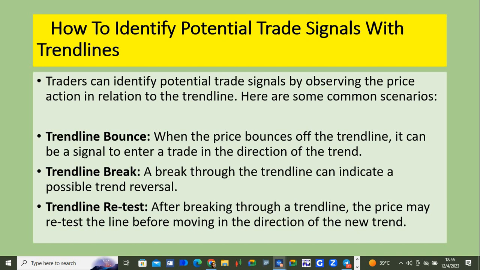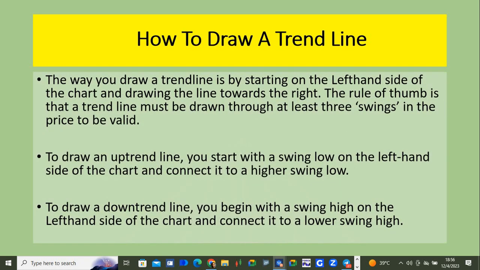Trend line retest. After breaking through the trend line, you may discover that the price may retest the line before moving in the direction of the new trend. So this is also important. After you analyze and see that the price has broken through the trend line, that should be an indicator that the price may retest the line before moving in the direction of the new trend.